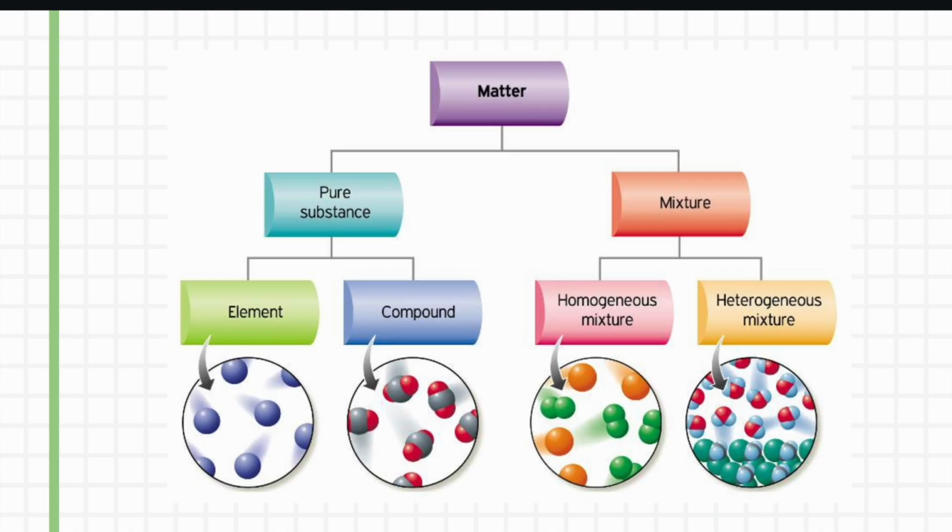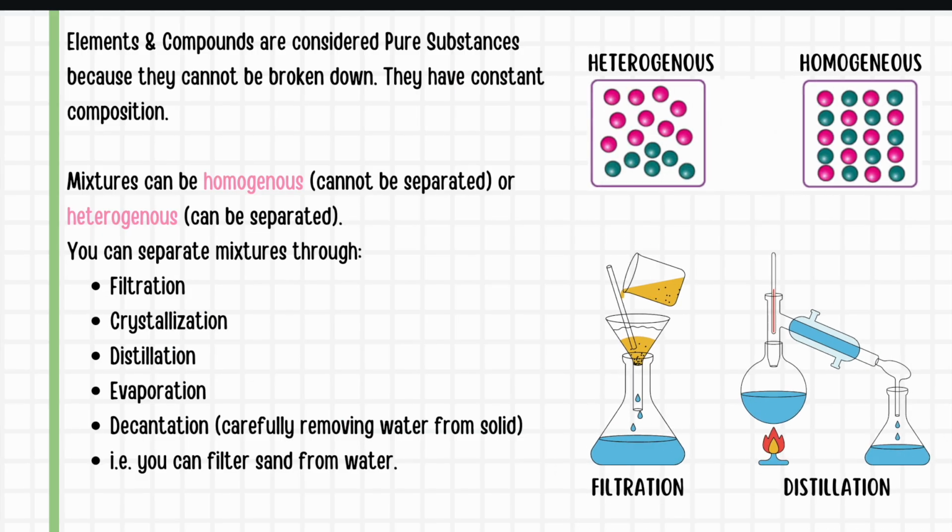Matter specifically is made up of pure substances and mixtures. We've talked about pure substances before. It's elements, compounds. It's these things that you can't break up because they are in their purest form. But we have not talked about mixtures. There are two types of mixtures. There's homogeneous mixtures, and there's heterogeneous mixtures. In the next slide, we're going to talk more about it.